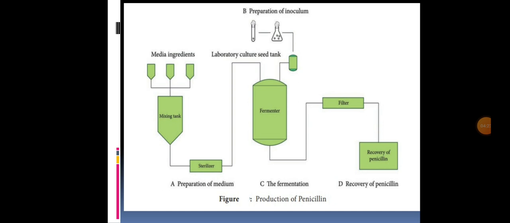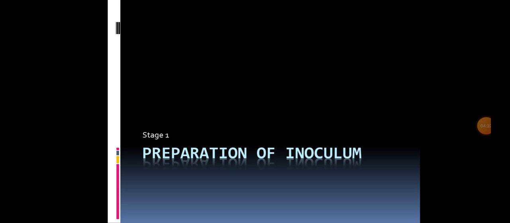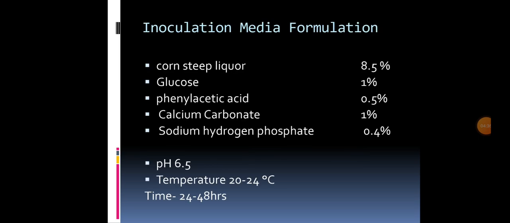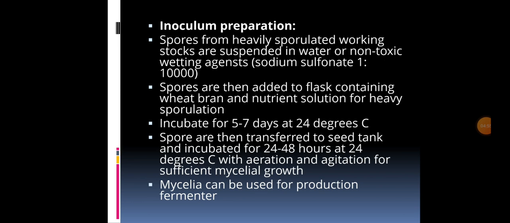Penicillin production in industry is carried out in three stages. The first stage is preparation of media, second is fermentation, third is recovery of penicillin. Stage 1, preparation of inoculum. The inoculation media comprises corn steep liquor, glucose, phenylacetic acid, calcium carbonate, sodium hydrogen phosphate with a pH of 6.5, temperature 20 to 24 degrees centigrade and with a time scale of 24 to 48 hours.